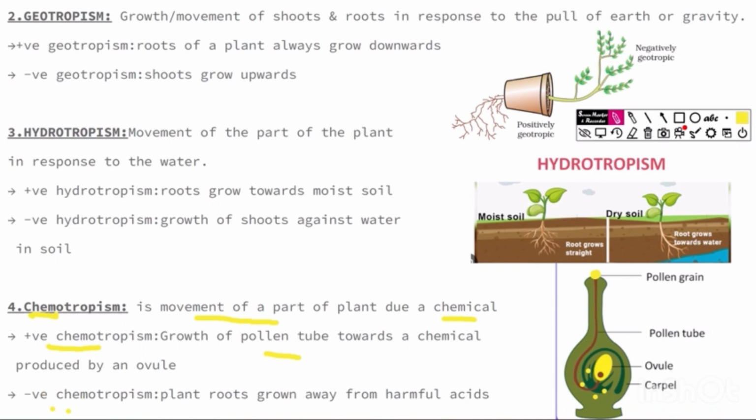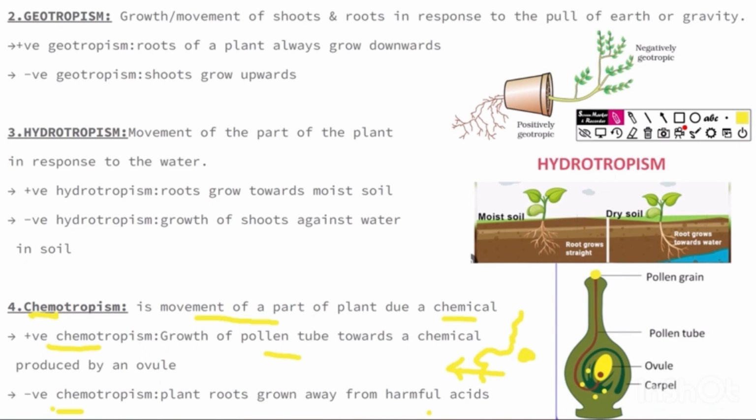Next is negative chemotropism, and it is shown by various plant roots. Considering this is a root which is growing somewhat like this, but here if it encounters some chemicals, the root diverges its path and changes its direction in order to avoid this harmful acid. So roots are showing negative chemotropism, that is they are moving away from a chemical which is potentially harmful for them. So this is how positive and negative chemotropisms occur.